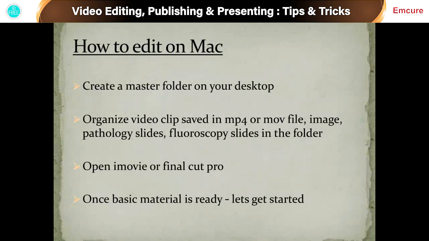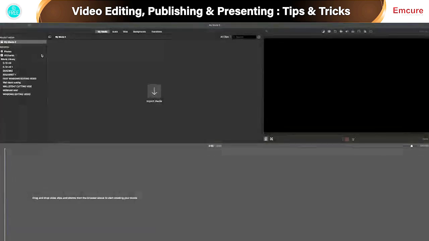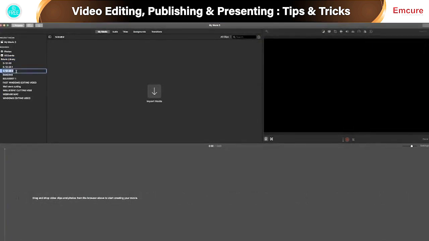Open iMovie or Final Cut Pro. I will show you on the iMovie version right now. Once the basic material is ready, we can get started with the video editing. So this is the iMovie version. Once you open iMovie, you can right-click in the iMovie library and go to New Event. You can type in webinar for this video.